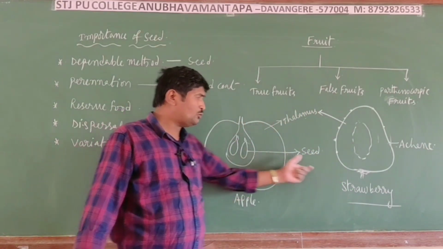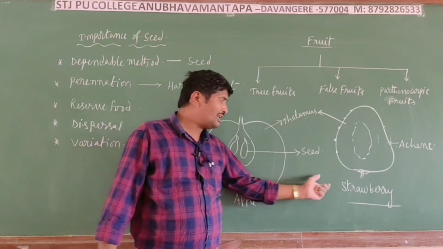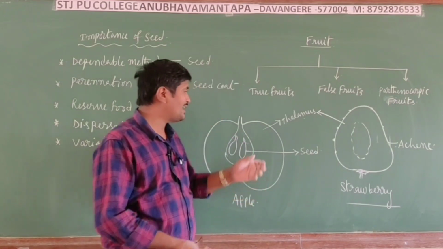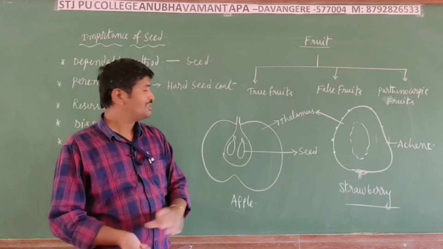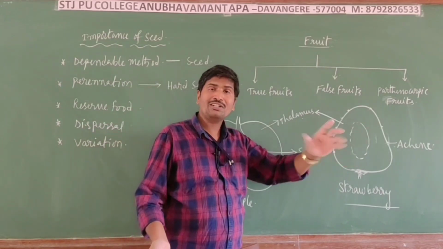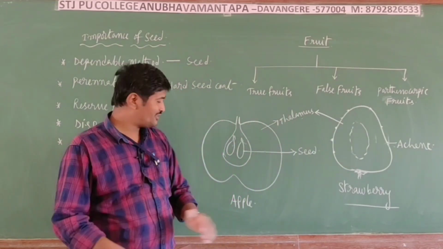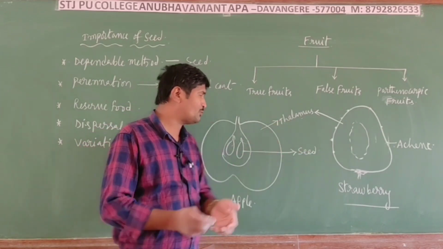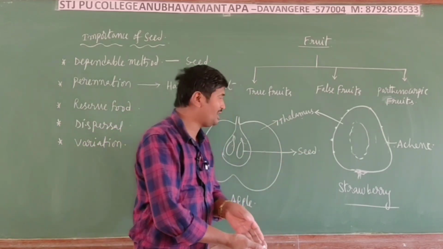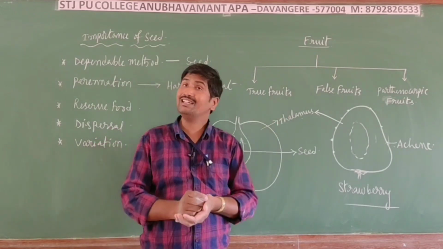In these two, apple and strawberry, which portion is edible? The thalamus. The ovary portion is not useful for eating in these two fruits. In these false fruits, apple and strawberry, the edible portion is the thalamus.